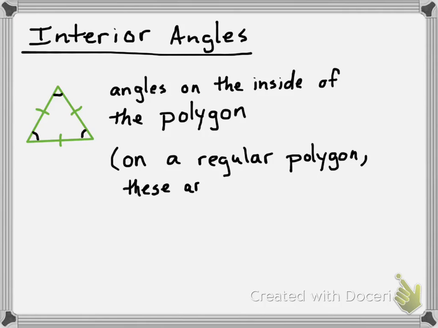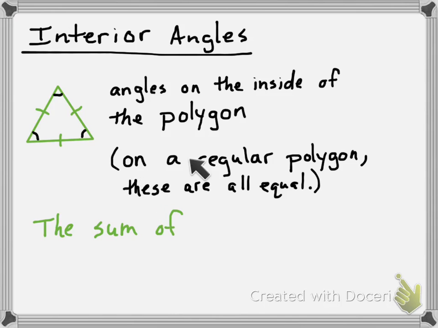Okay, so interior angles are all the angles on the inside of the shape. Now, as I've noted here, yes, in a regular polygon, those are all equal. Because in a regular polygon, all the interior angles are the same.